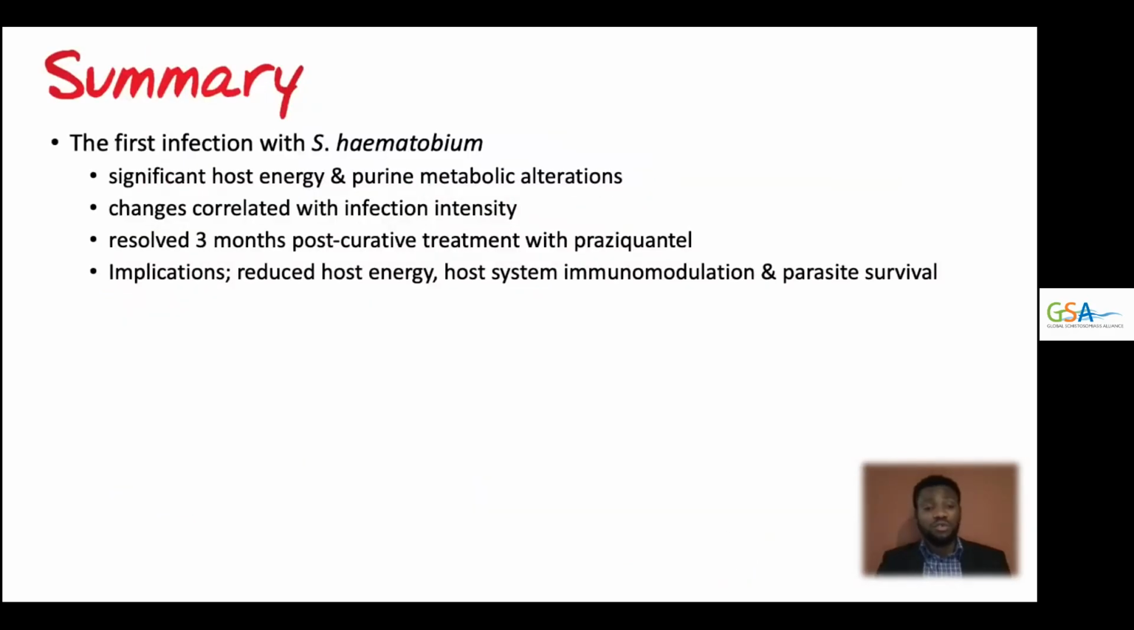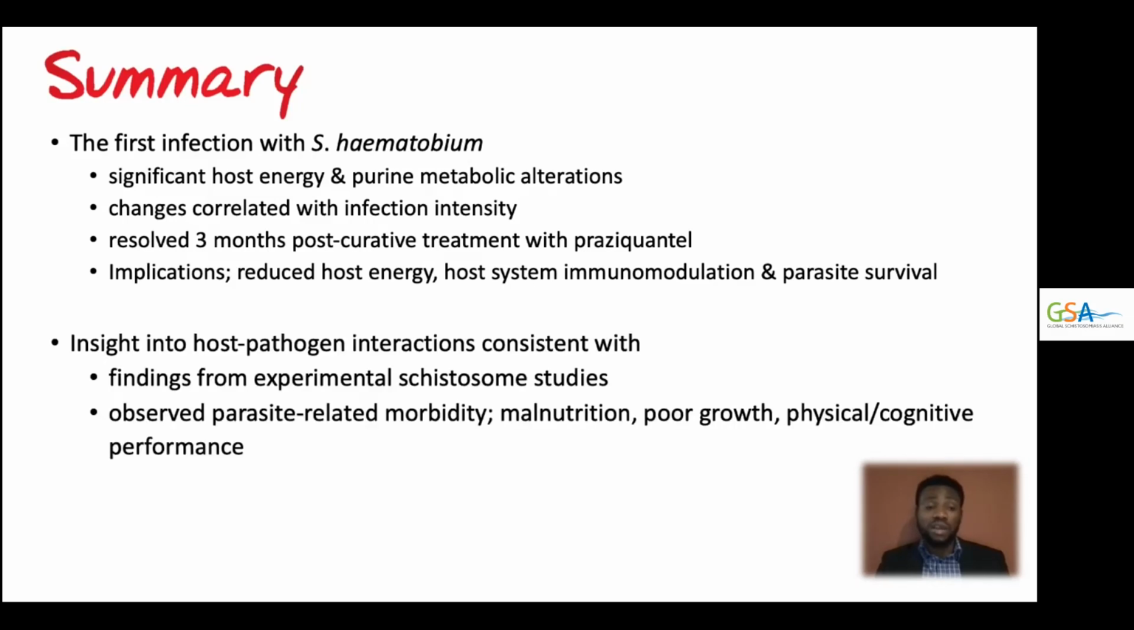So in summary, we've shown that the first haematobium infection in preschool-aged children results in significant host energy and purine metabolic alterations, and these changes correlated with infection intensity and resolved 3 months post-curative treatment with praziquantel. These have implications for reduced host energy as well as host system immunomodulation and parasite survival.